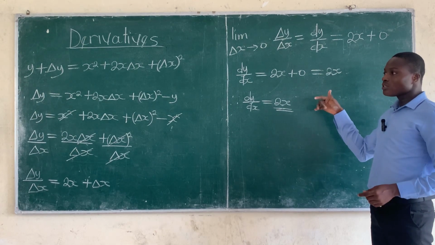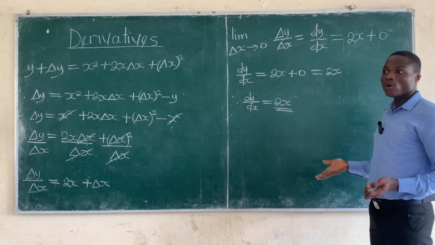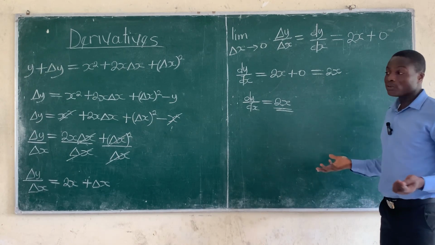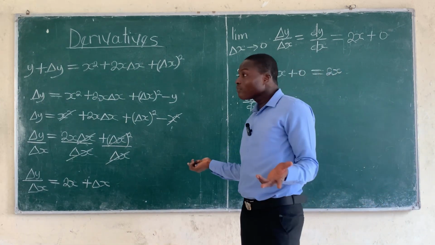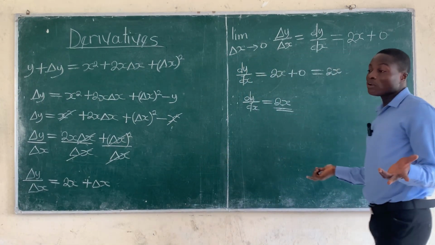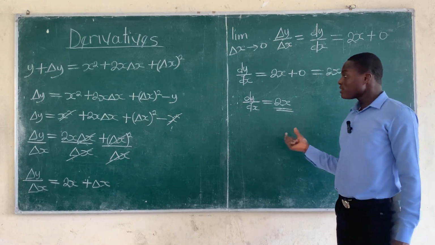So please check out the second video for the derivative of a function using the general method rather. We can actually find the slope of any given function using the general method, and the general method is much easier than this first principle.